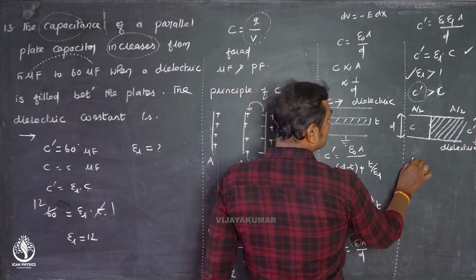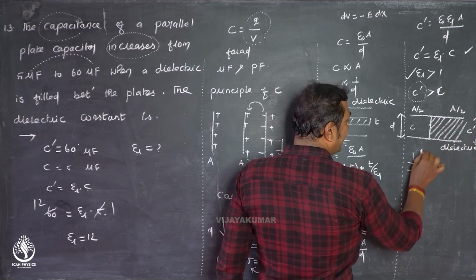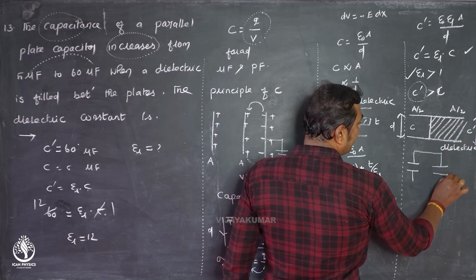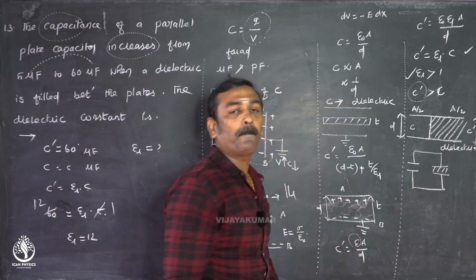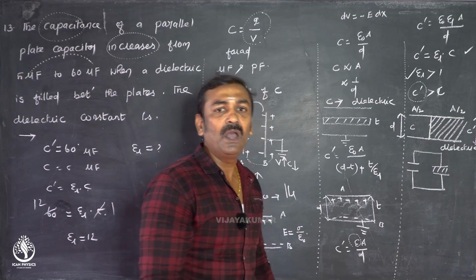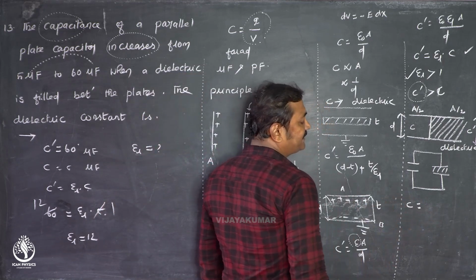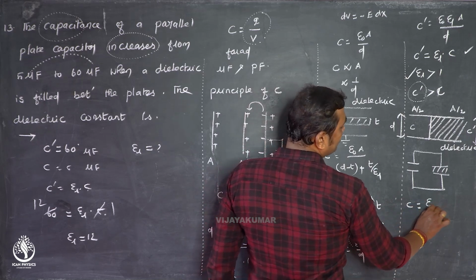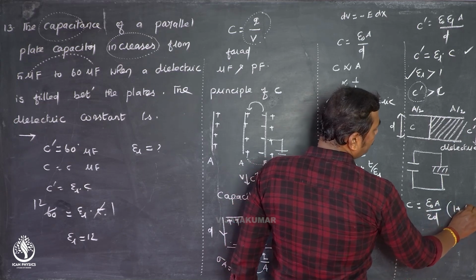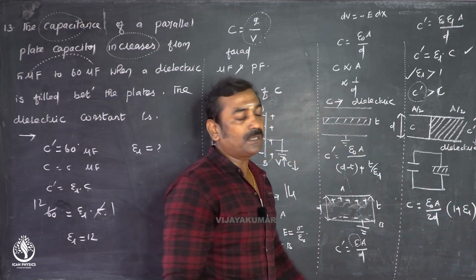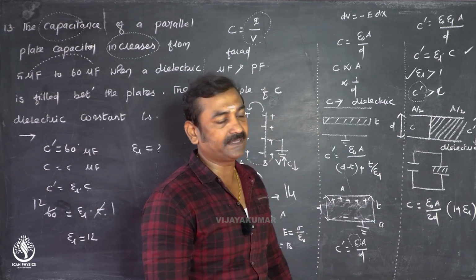Now what happens? The air and the dielectric medium are connected like this, so it is connected in parallel. If it is connected in parallel like this, then the effective capacitance is epsilon 0 A by 2D into 1 plus epsilon R. By using that, we can calculate the total capacitance of the capacitor.